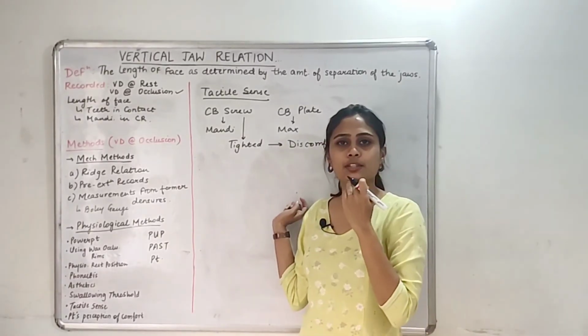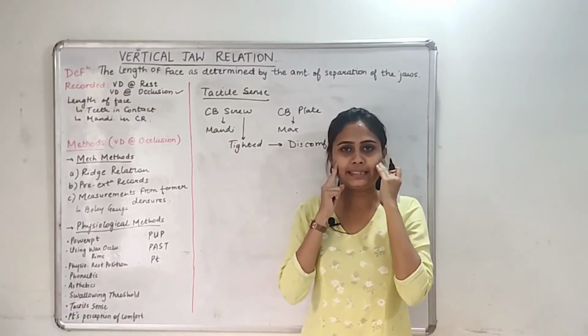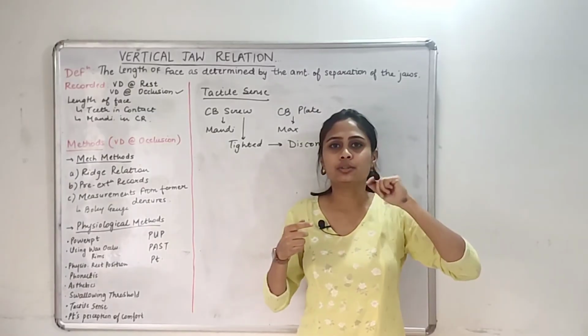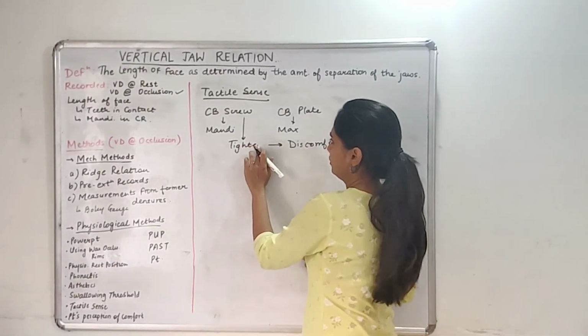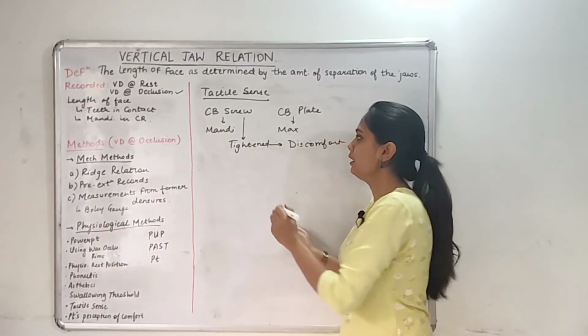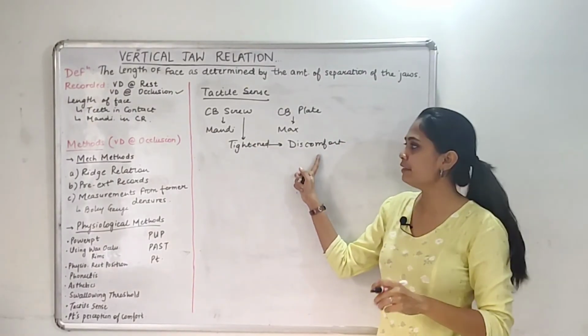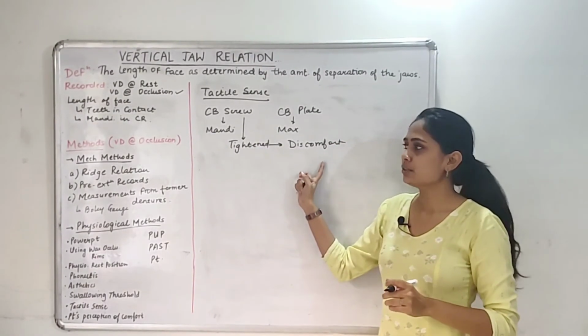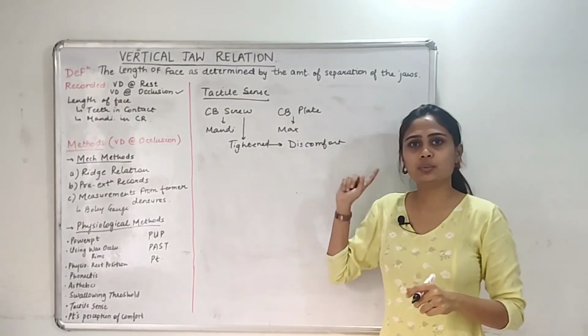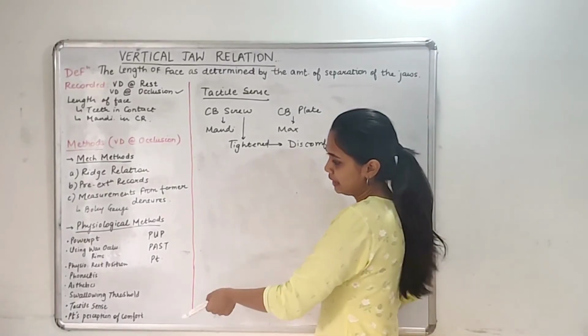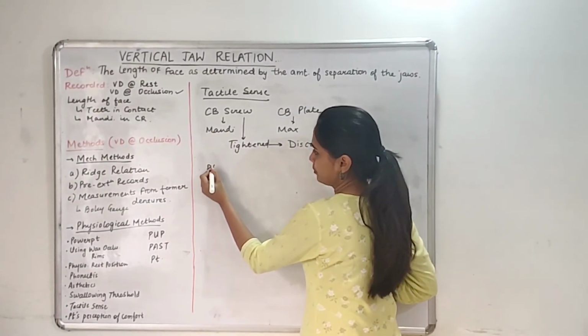So there is a screw in the mandibular rim and there is a plate in the maxillary rim. So we slowly turn the knobs and we tighten the screw. Okay. So after tightening, the patient will feel a certain amount of discomfort. So when the patient reaches this point, you stop tightening the screw and you will get the vertical dimension at occlusion. And lastly, we have got patient's perception.